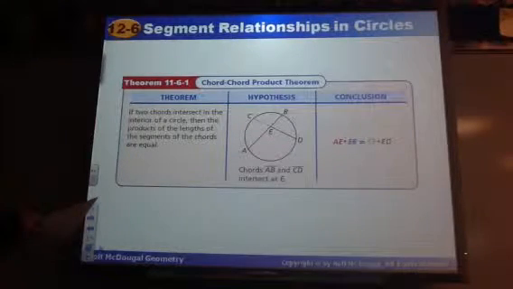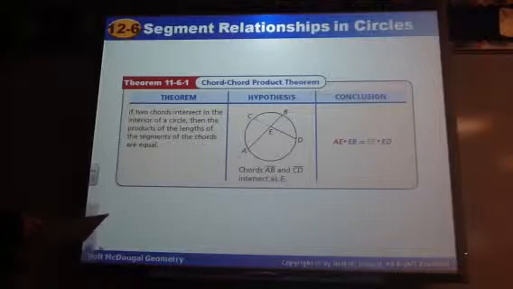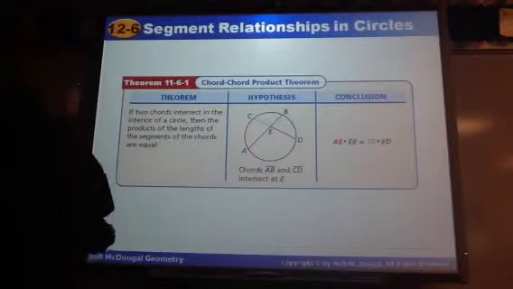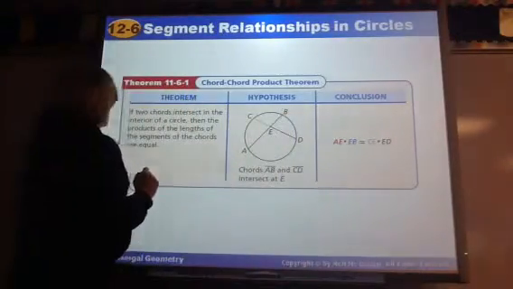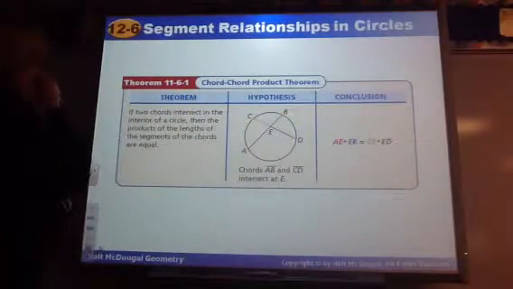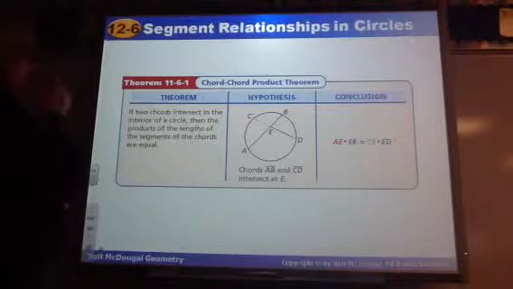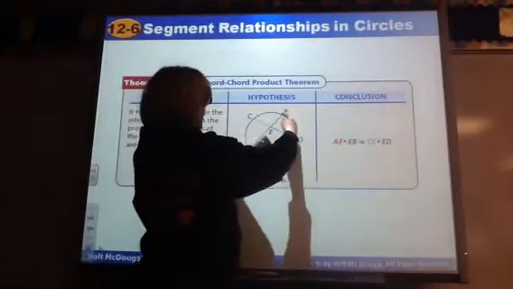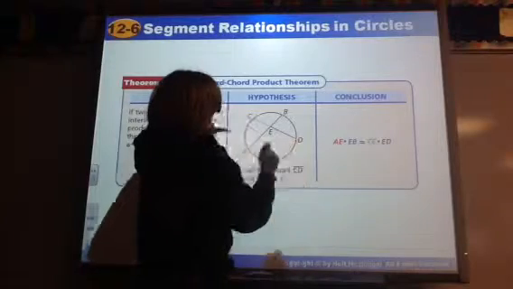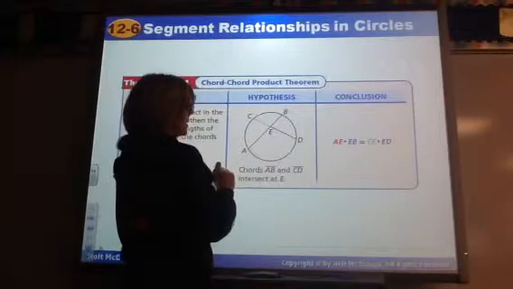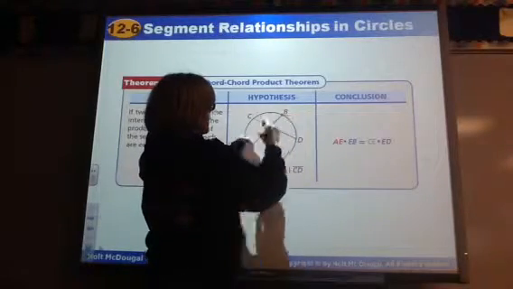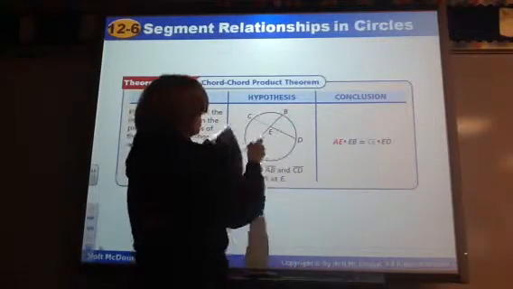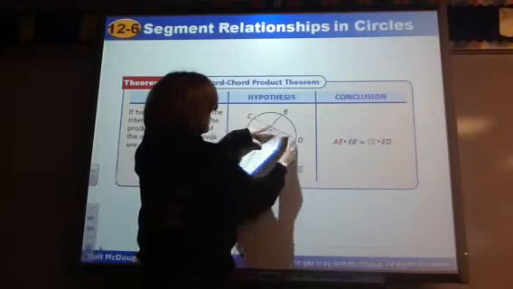We've got our theorem here, the chord-chord product theorem. If two chords intersect in the interior of a circle, remember a chord is where the endpoints are on the side of the circle, then the products of the lengths of the segments of the chords are equal. So we have chord AB and chord CD. What that says is that segment AE times segment EB is equal to CE times ED.